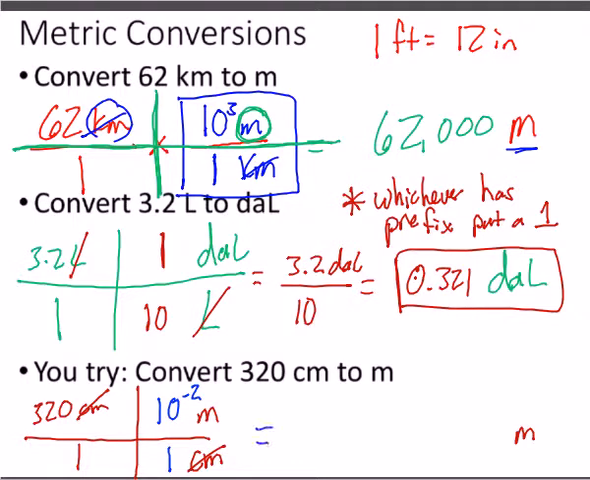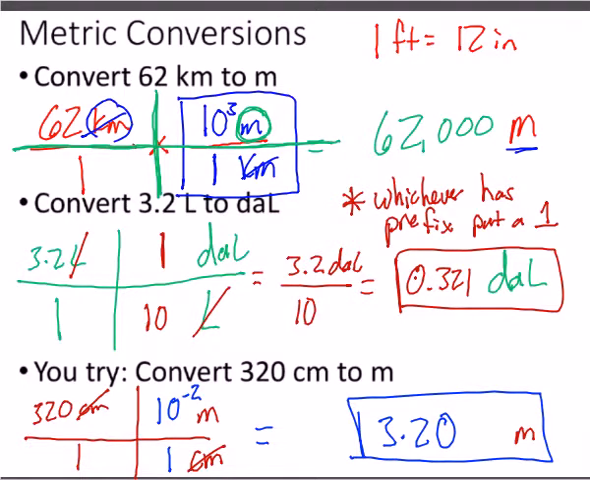So now we can just do our math. All right, 320 times 10 to the minus 2. How many meters do we get? 3.2. All right, you can put the 0 there. You don't have to. Okay. Boom. Questions?